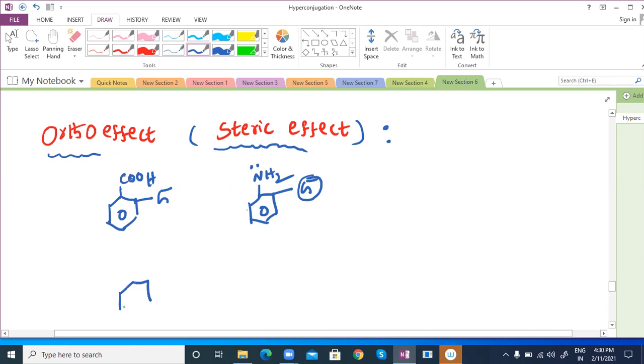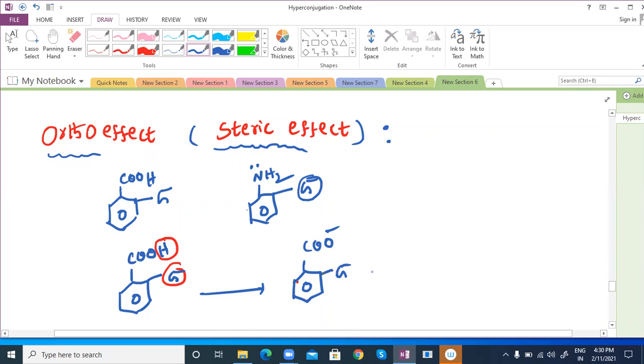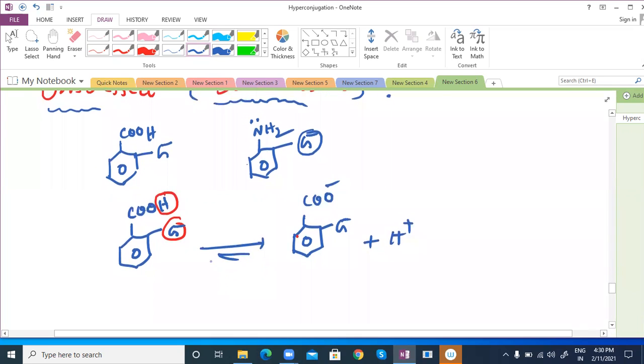So I am taking here benzoic acid, COOH. I am taking any group here. Due to the steric hindrance, this H+ is going to be released very fast. When H+ is released easily, that means more acidic character. The reaction is going to occur more in the forward direction.